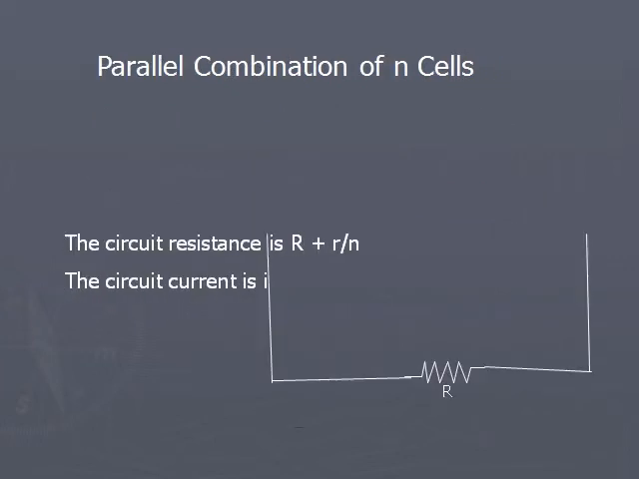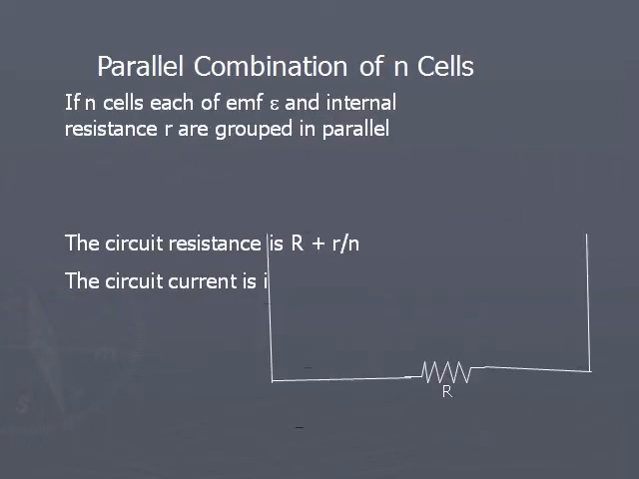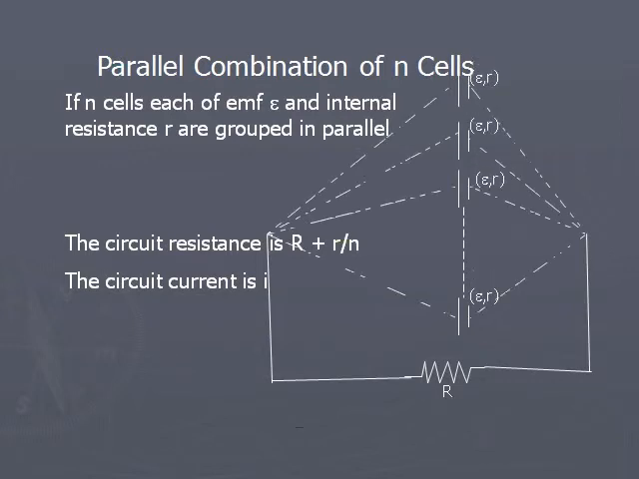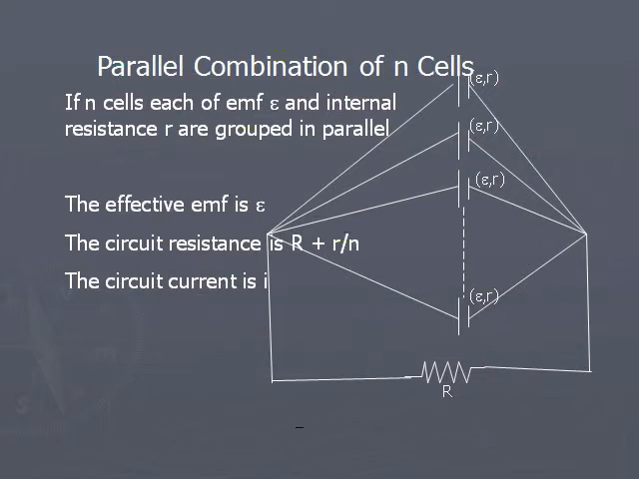Now let us consider a parallel combination of n cells. Once again, let us take n cells, each of EMF small e and internal resistance small r, and suppose they are grouped in parallel. Then the internal resistances will be arranged in parallel, so the effective internal resistance becomes r by n. The effective EMF becomes small e. So due to the parallel combination, the effective EMF becomes small e and the effective internal resistance becomes r by n.